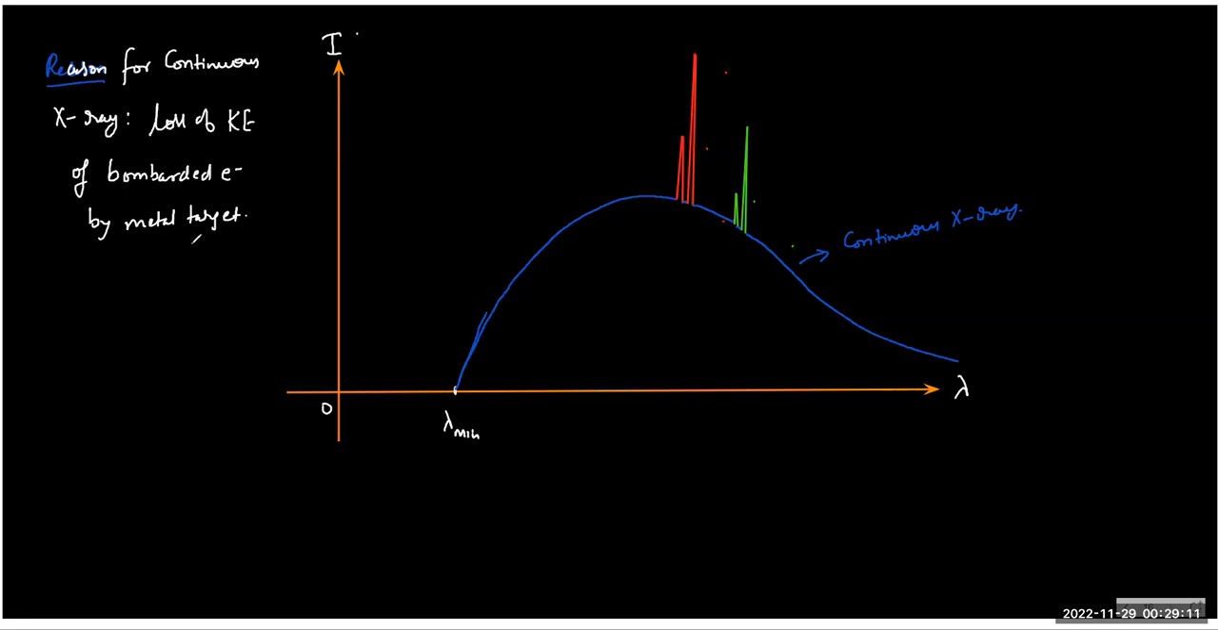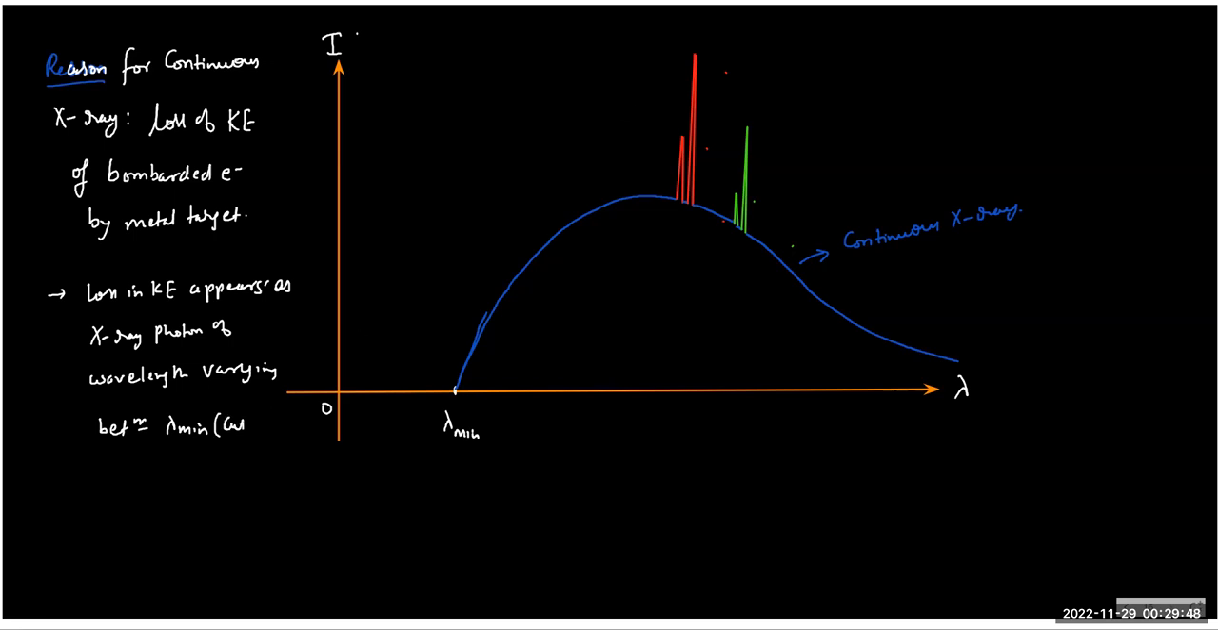And because this is the continuous loss of energy, because when you undergo collision, you lose kinetic energy. So loss in kinetic energy appears as X-ray photon of wavelength varying between lambda minimum, you can say cutoff wavelength, to infinity. And this is theoretical. Now, because you slow down as a result of collision, the loss of energy is appearing as photon. So this is called braking radiation.